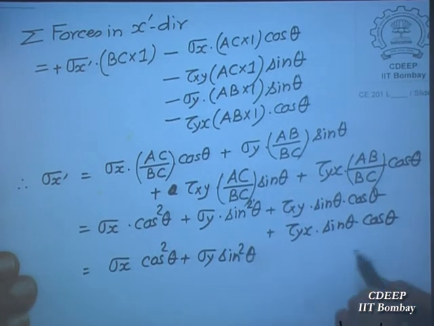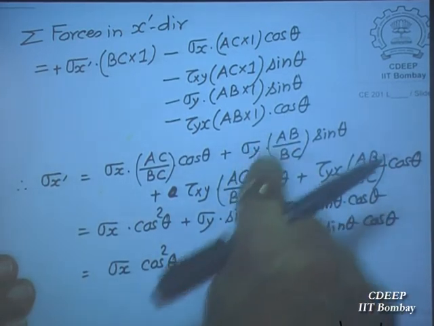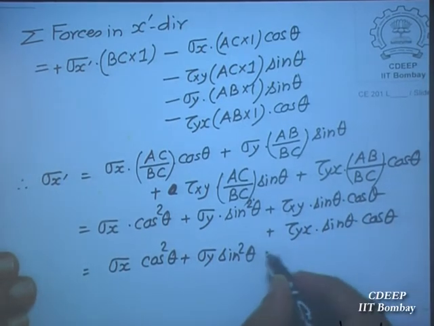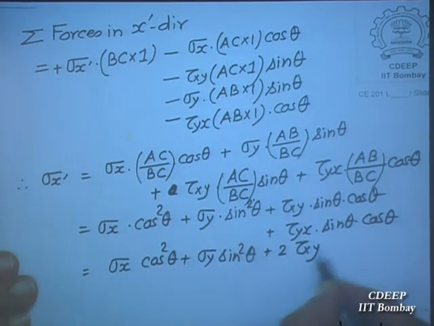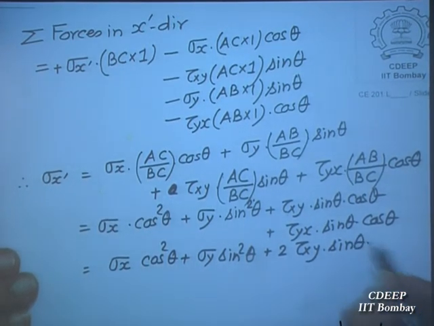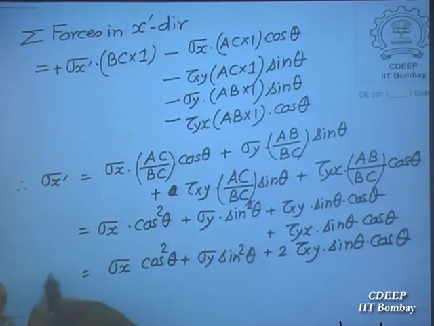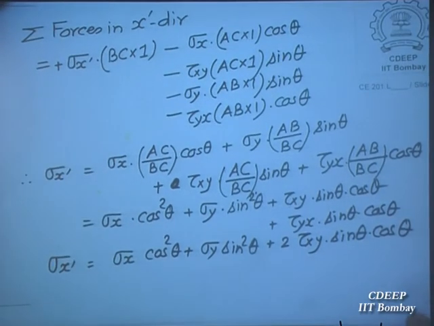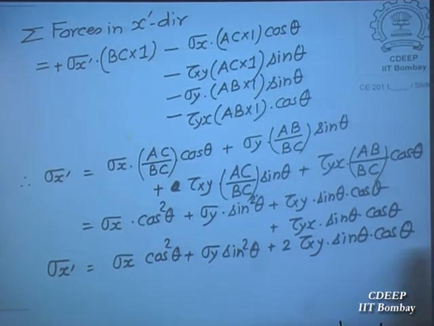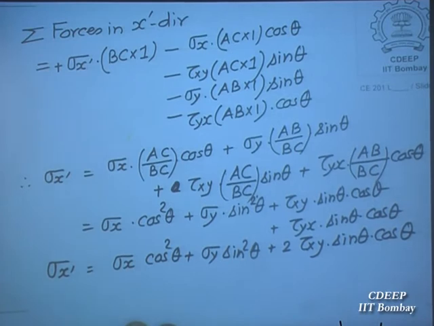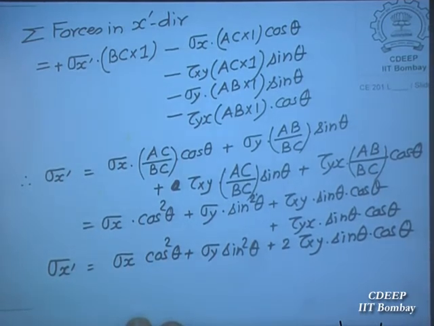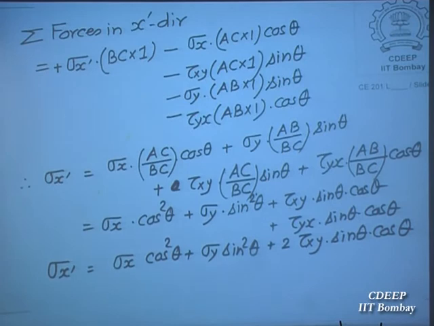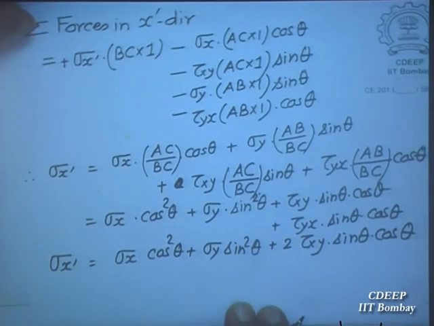Now I can write twice. See, earlier I should not have written twice. Now tau xy equal to tau yx, because this is common. So I can write two times tau xy sine theta cos theta equal to. So I have got a transformation rule. I can find out sigma x dash in terms of my original coordinate system. So it is not something new. If you know with respect to one coordinate system, similarly you please do it for tau x dash y dash. By the way, this is written in terms of twice the angle.